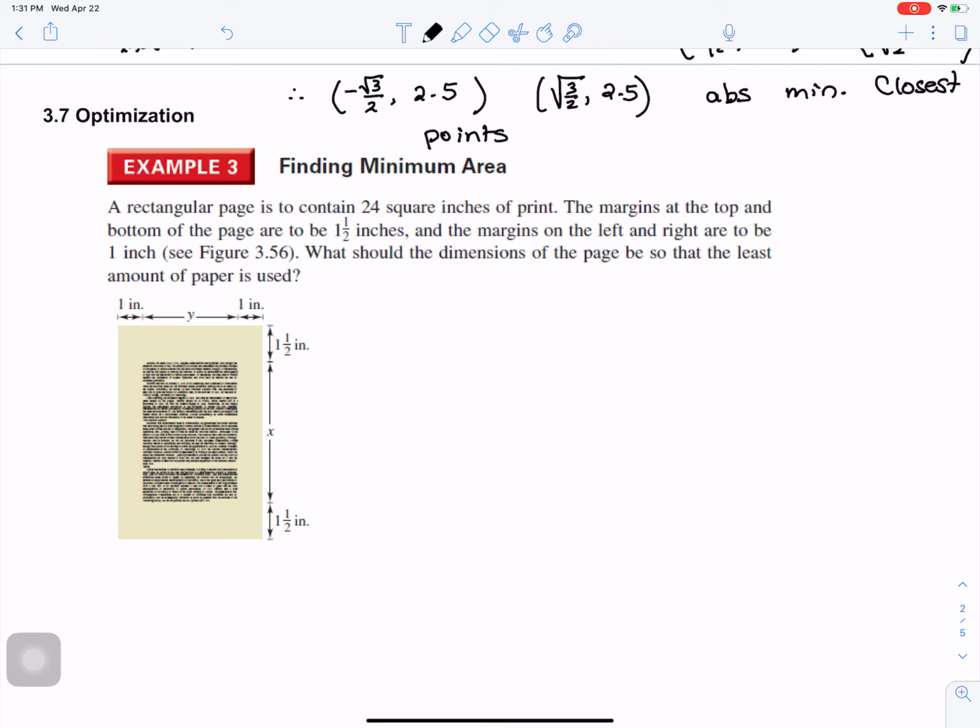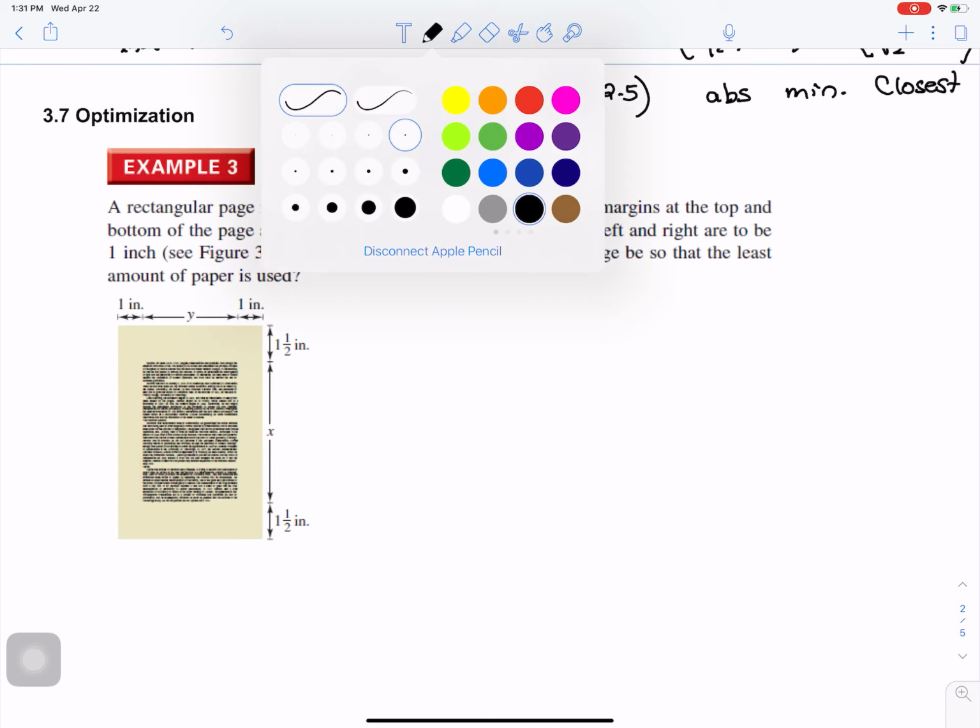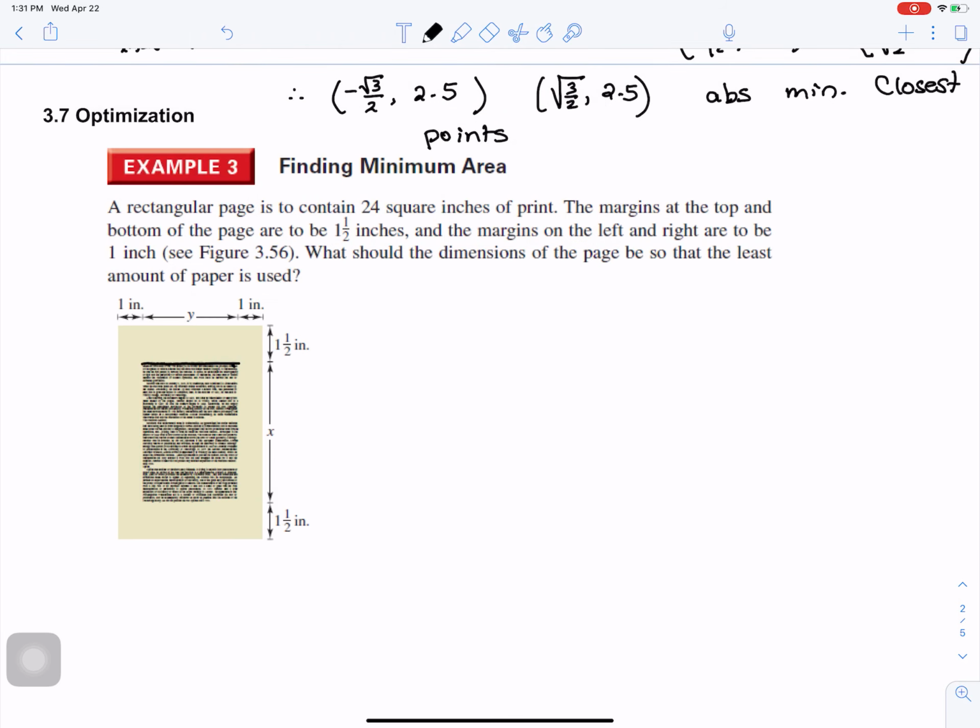So we're going to continue with example 3. A rectangular page is to contain 24 square inches of print. So on my diagram that they sort of provide, this is my print, and this area is 24 inches squared.